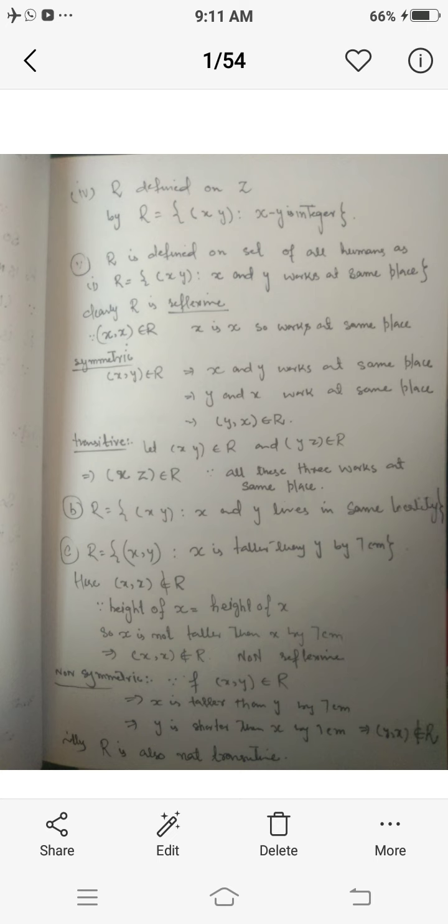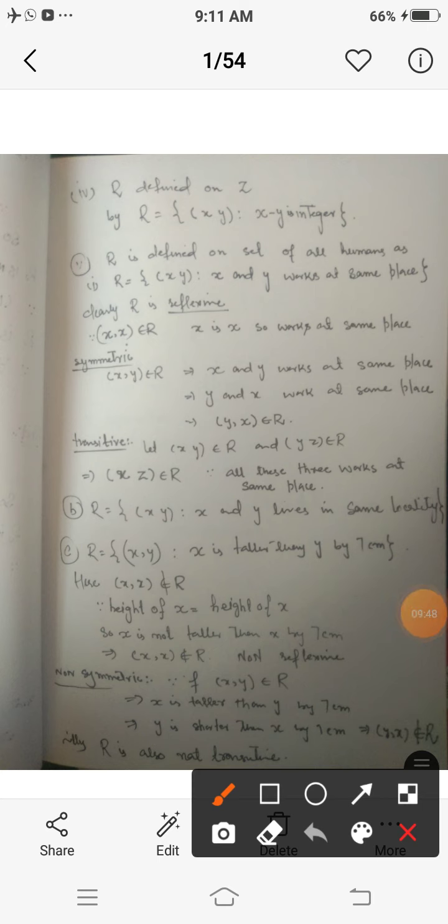Now here the fourth part of this question: a relation is defined on the set of natural numbers, that is the set of integers Z, defined by (x, y) such that x minus y is an integer. Clearly this is reflexive, symmetric, and transitive, because x minus y is an integer, y minus x is an integer, and x minus x is an integer, which implies that (x, x) belongs to R. When x minus y is an integer, it implies y minus x belongs to R, so it is symmetric. For transitivity, when x minus y is an integer and y minus z is an integer, it implies that x minus z is an integer. You can prove it by yourself.